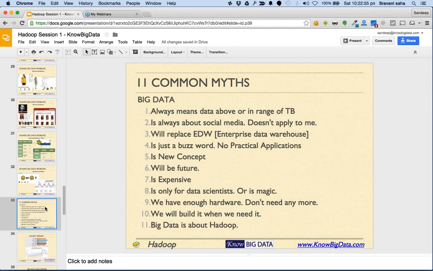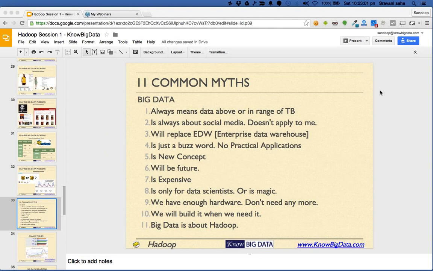All right. There are a few common myths people have when we talk about big data. First one is, it always means data in the range of terabytes. Sometimes even a few gigabytes problem becomes a big data problem because of the complexity of the things you want to do. Second is, it's always about social media, does not apply to me. No. It applies to everyone who has some data which they want to process. Okay. It just so happens that in social media, the data availability is instant.